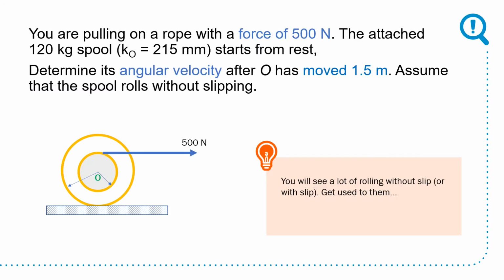Finally, you're pulling on a rope with a force of 500 newtons. The attached 120 kilogram spool, k of the spool is 215 millimeters, starts from rest. Determine its angular velocity after O has moved 1.5 meters. O is the center. Assume that the spool rolls without slipping.